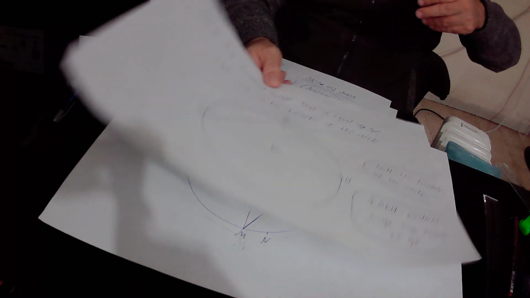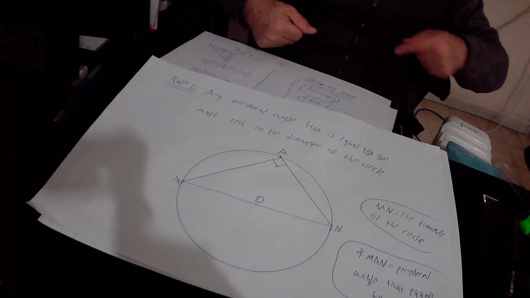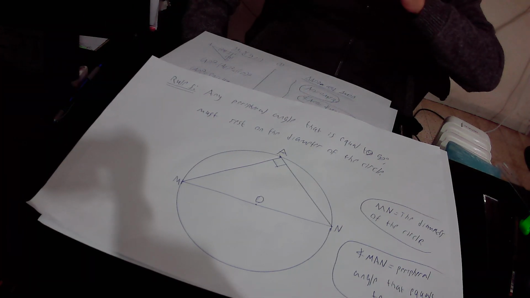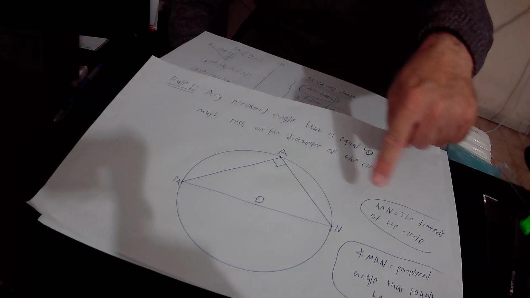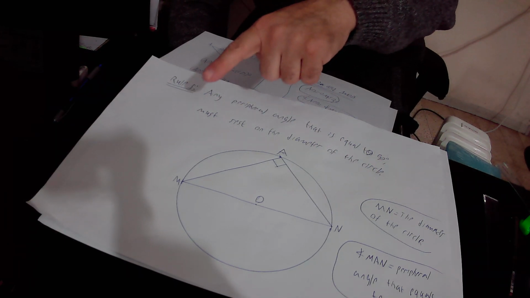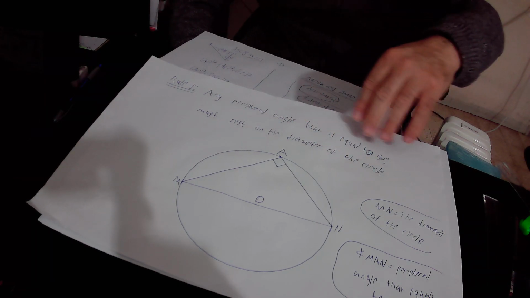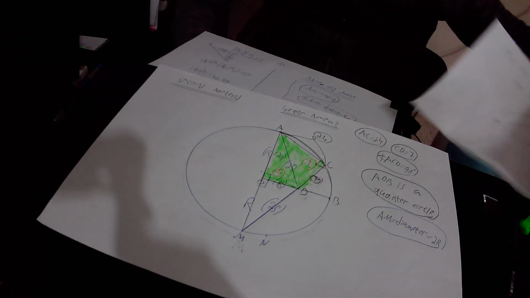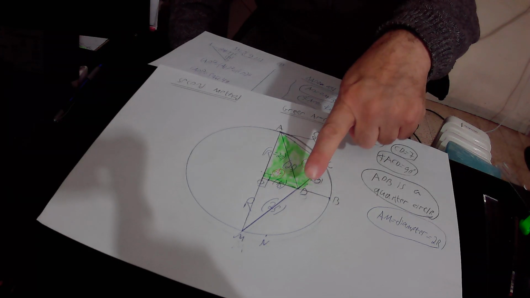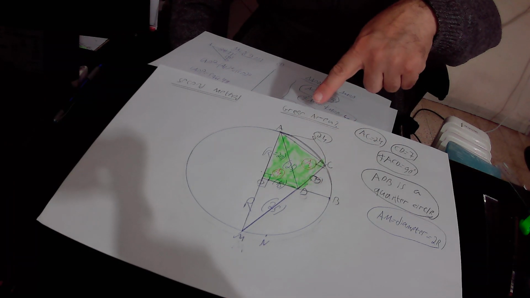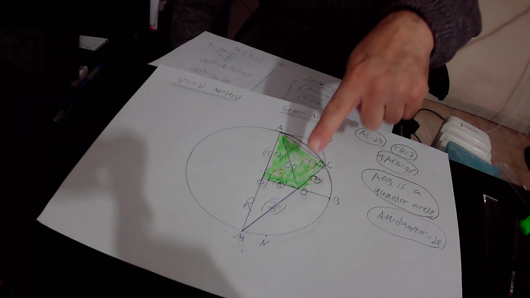This contradicts rule number 5. According to rule number 5, any peripheral angle that is equal to 90 degrees must rest on the diameter of the circle. If peripheral angle MAN equals 90 degrees, it rests on MN, that is the diameter of the circle. And therefore, it is impossible that peripheral angle ACN is equal to 90 degrees and rests on AN, because AN is not the diameter of the circle.